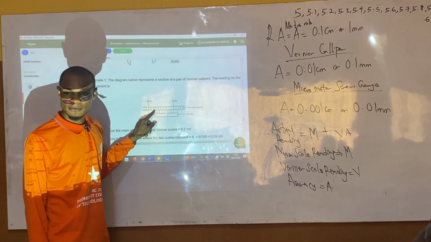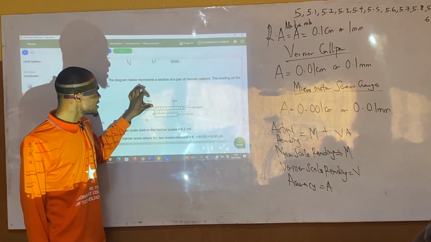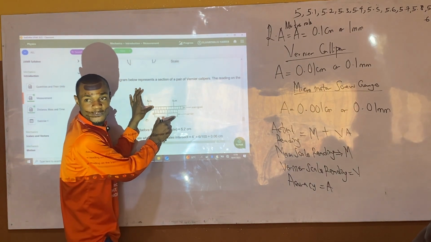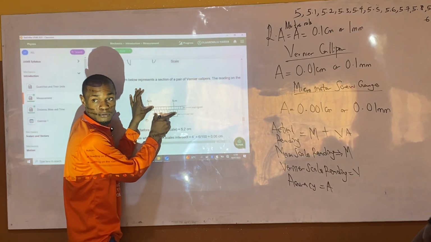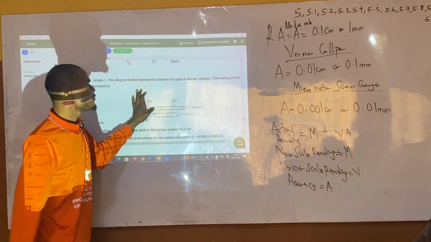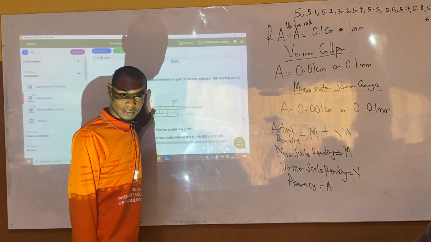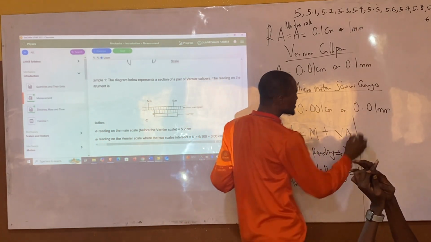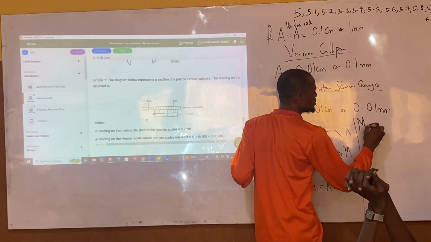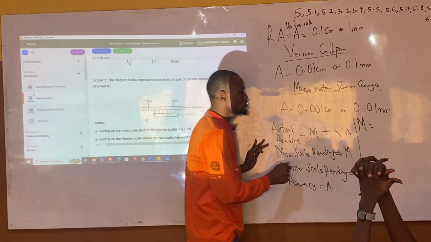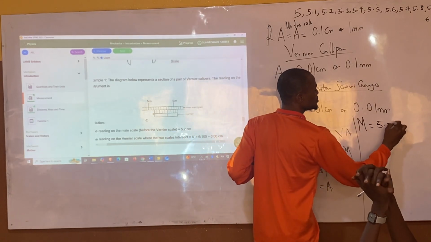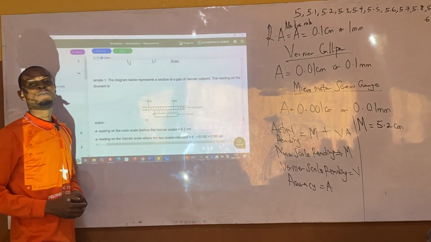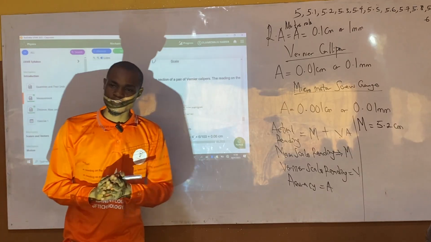What is this next line here? After this line, any other line you can see is within the vernier scale. So I have to stop. I will write 5.2 centimeter. So therefore, my main scale reading, which is my capital letter M, is 5.2 centimeter. What of my vernier scale? So I'm done with my main scale reading.